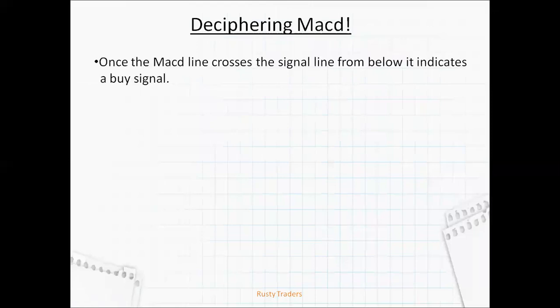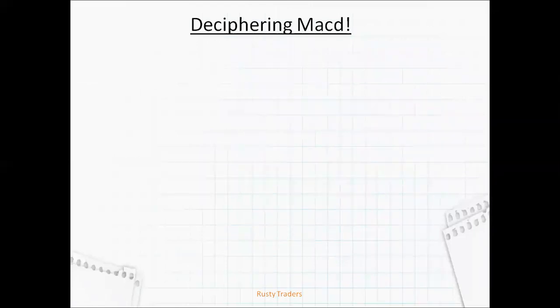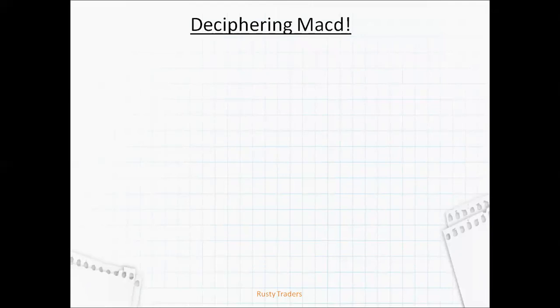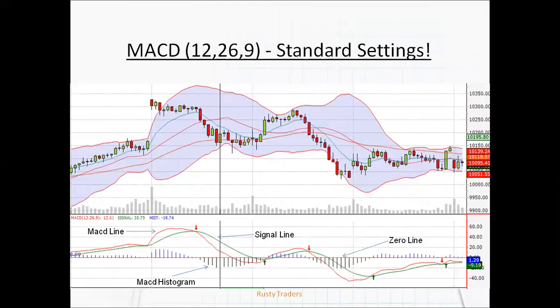What is important is how you decipher MACD. So once the MACD line crosses the signal line from below, it indicates the buy signal. So let's go back. So if you see, this is the MACD line in red. This is the signal line in green. So when the MACD line crosses the signal line from below, it generates a buy signal.